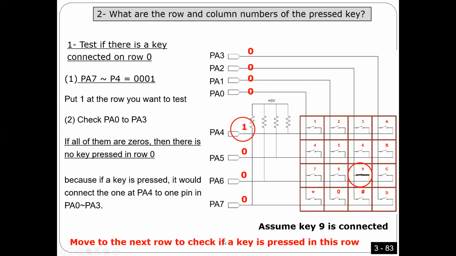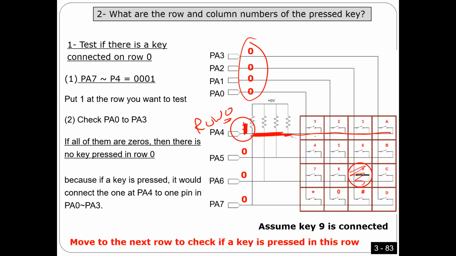Look here, guys. So number one, I'm gonna try this row. I already know this is the switch I pressed, but I don't know which one, so I have to scan. I have to try one by one, row by row. The way I'm gonna do it, I'm gonna put one here, because I wanna test this row 0. And then I'm gonna look here.